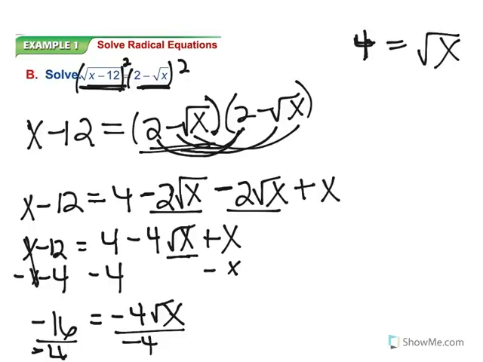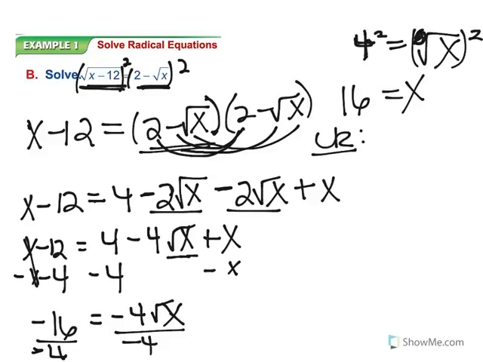Equals the square root of x. Now, in order to get our x by itself, we have to raise both sides by our index. So in this case, it's squared, so we're going to square both sides. So 4 squared is 16 equals x. Now, we're only halfway done. We still have to check.